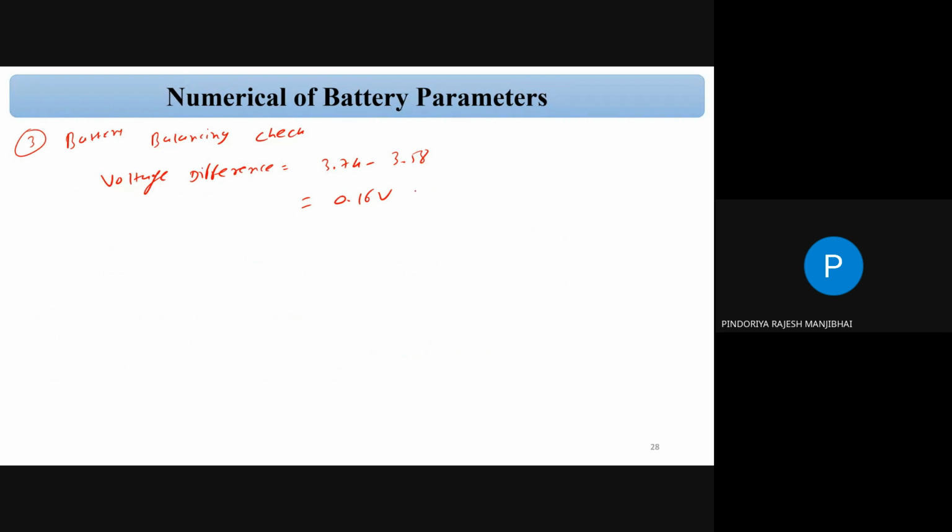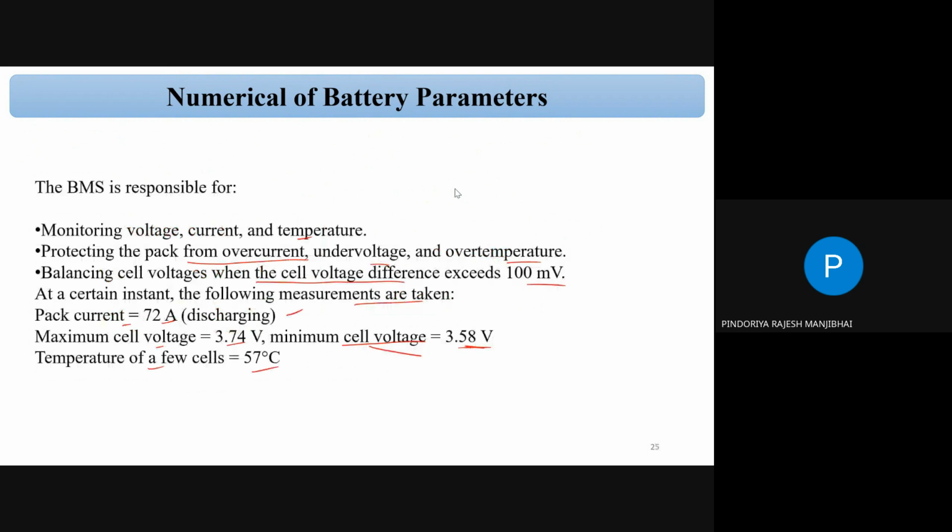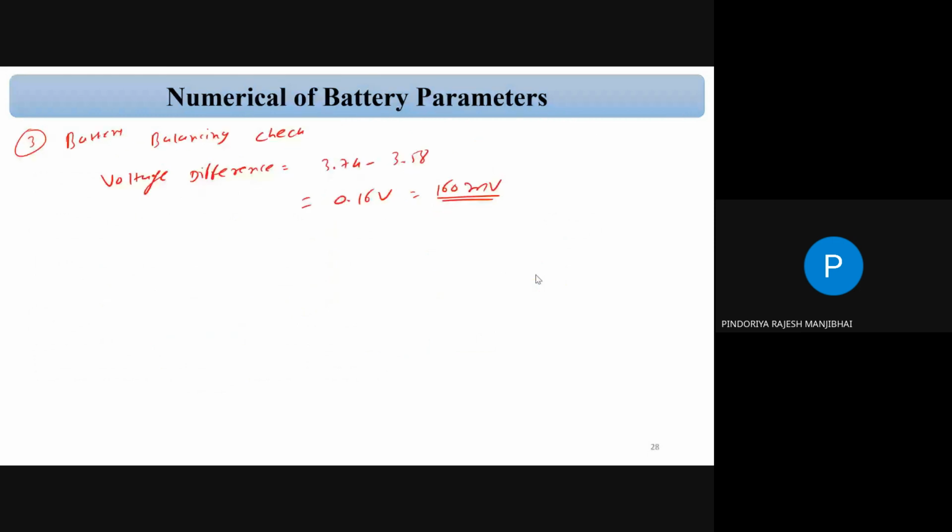Correct. Otherwise we can say 160 millivolt. Why do we have to convert to 160 millivolt? Because in the question they mention balancing when the cell voltage difference exceeds 100 millivolt. So if the cell voltage difference exceeds 100 millivolt, then BMS is responsible for the cell balancing. So this difference is how much? 160 millivolt. So can you now answer this question?